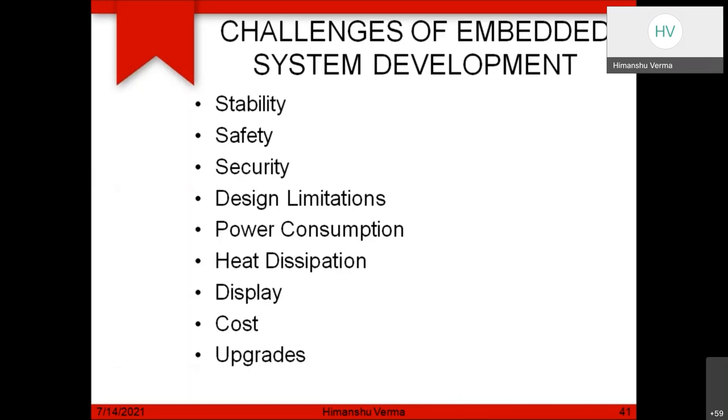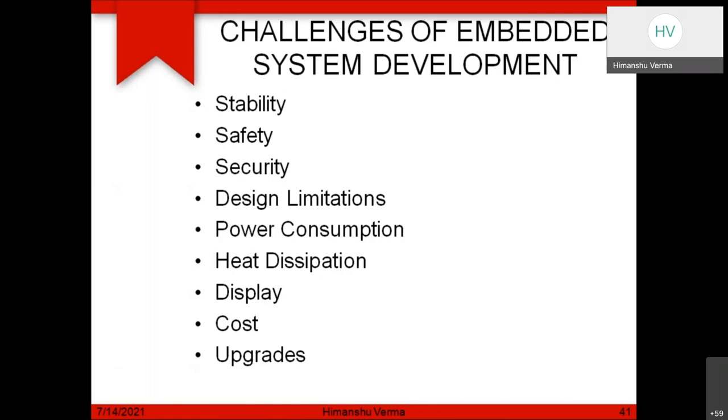The next one we have is safety. Again, safety is a must-have feature for an embedded system, because the primary applications or devices are associated with human life, right? Mostly the devices are in daily use near us, and they should be safe enough to use. For example, a microwave oven, or even a washing machine, can sometimes be dangerous. It should be safe enough to use by an end user.